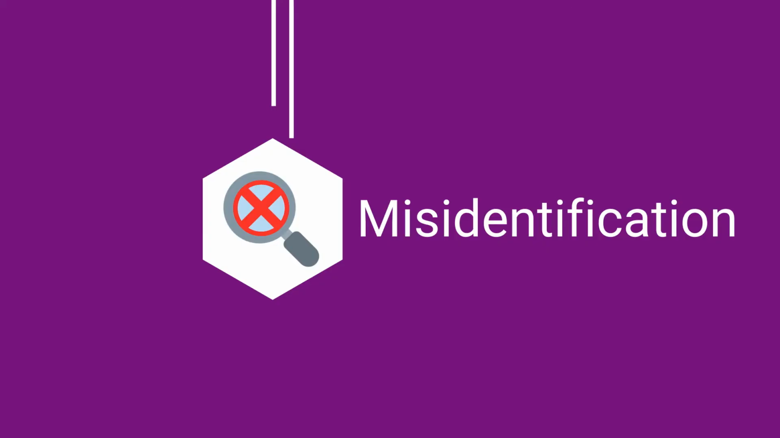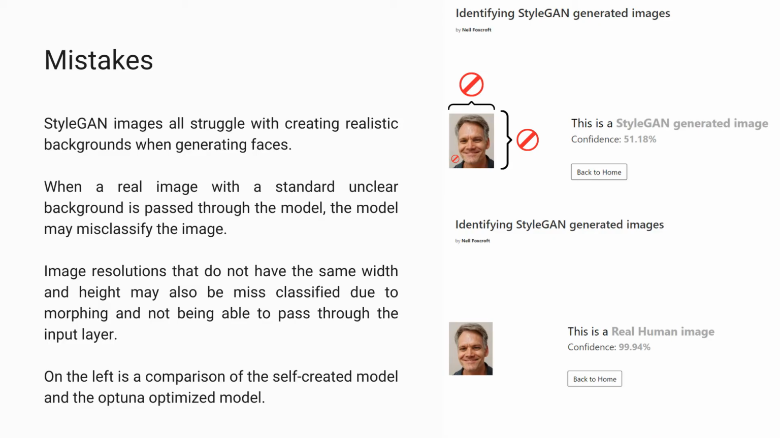But let's investigate why the model misidentifies images sometimes. StyleGAN images struggle with creating realistic backgrounds when generating faces. When a real image with a standard unclear background is passed through, the model may misclassify the image. Image resolutions that do not have the same width and height may also be misclassified due to morphing and not being able to pass through the input layer. On the left is a comparison of the self-created model and the Optuna optimized model.